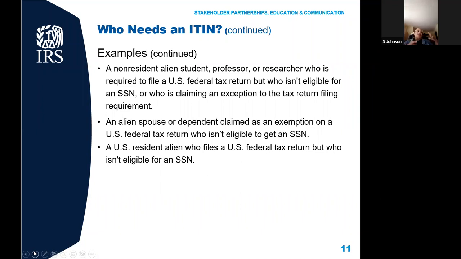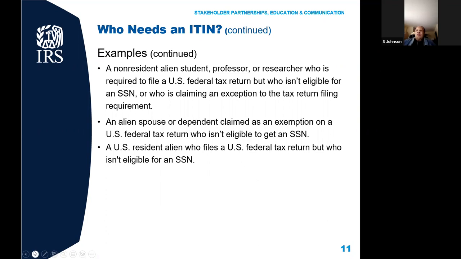Those terms of resident alien and non-resident alien depend on various things. For example, how you came into the country of the United States. A lot of people come in with their visas, and then we have people who come in other ways, and they could possibly be considered a resident alien for tax purposes only, depending on how long they've been here.